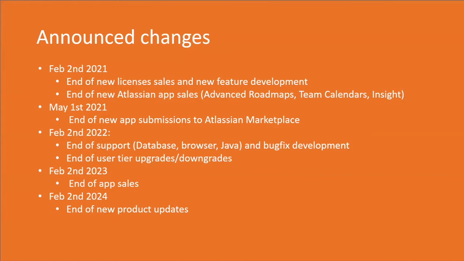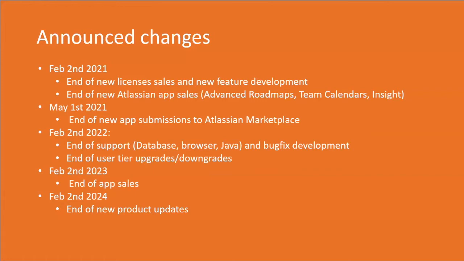From May the 1st, the same year, it won't be possible to upload new server apps to the Atlassian Marketplace. And in the following year, until February 2nd of 2022, Atlassian will provide database, browser, and Java support and fix bugs that come up in server applications. So it doesn't mean that if you renew maintenance right now that it won't be worth it.